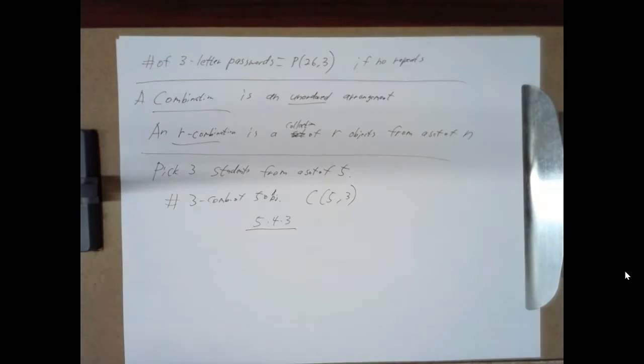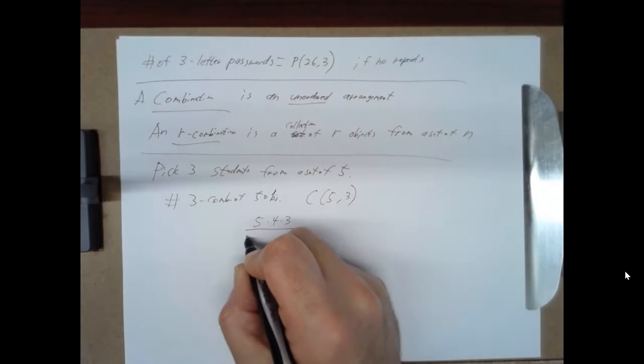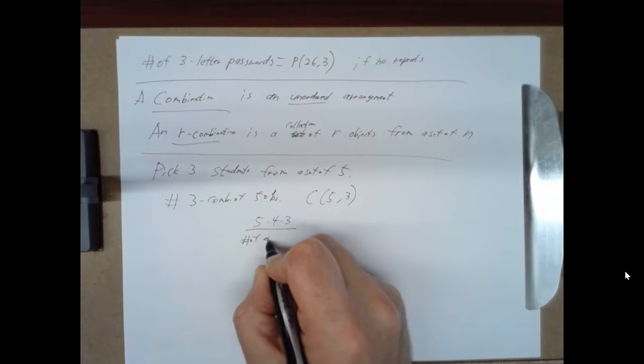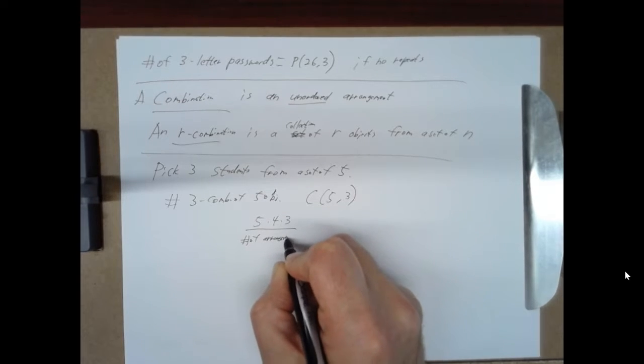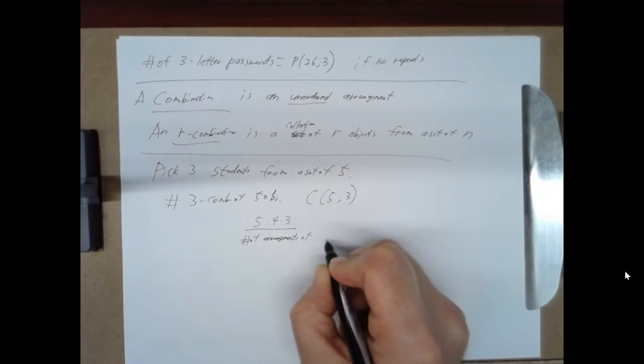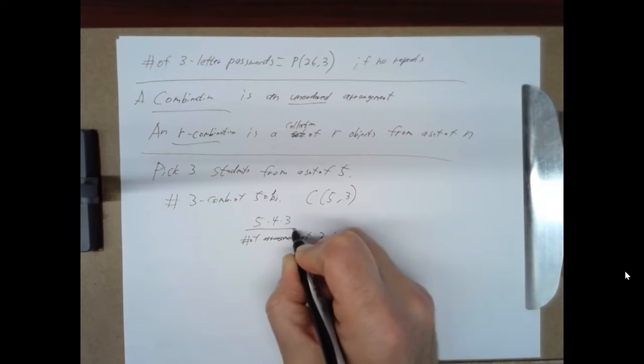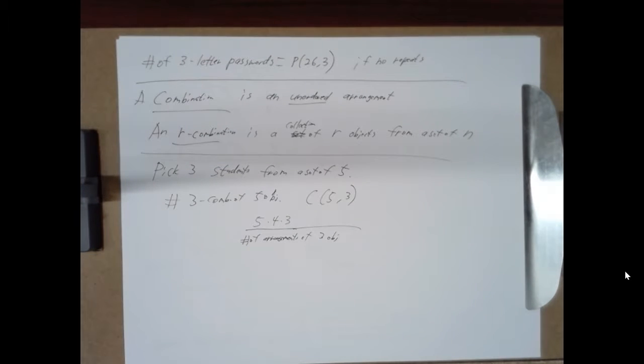This is paying attention to the order. It's counting each of those as a different combination. But we don't care about the order. So if we take the number of permutations and divide by number of arrangements of 3 objects, that'll give us the number of combinations. So we have to divide out the things that we're counting multiple times. So how many ways can we arrange 3 objects?